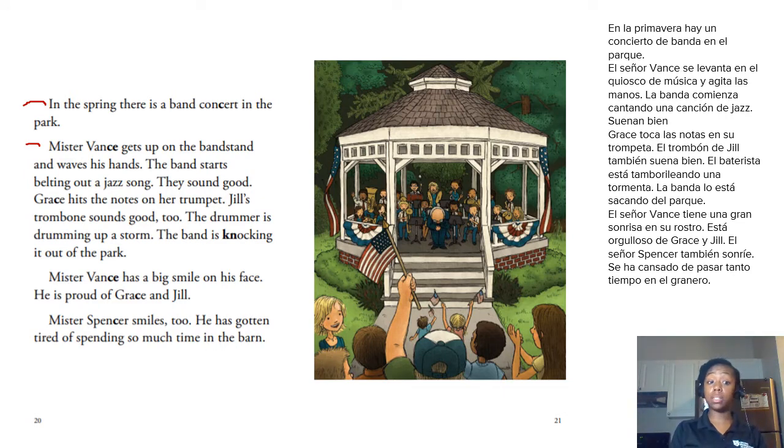They sound good. Grace hits the notes on her trumpet. Jill's trombone sounds good too. The drummer is drumming up a storm. The band is knocking it out of the park.